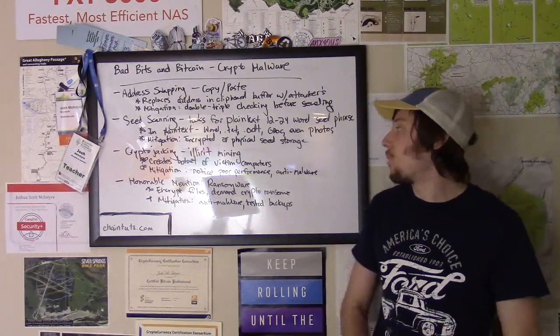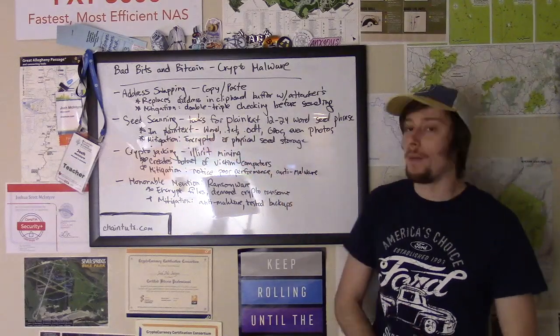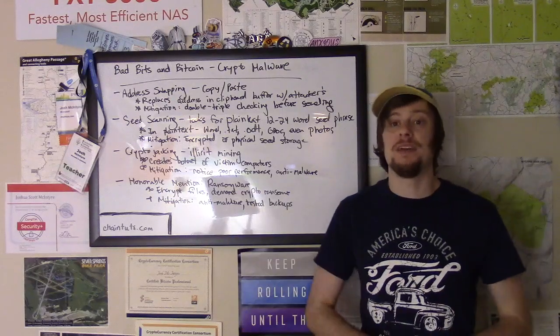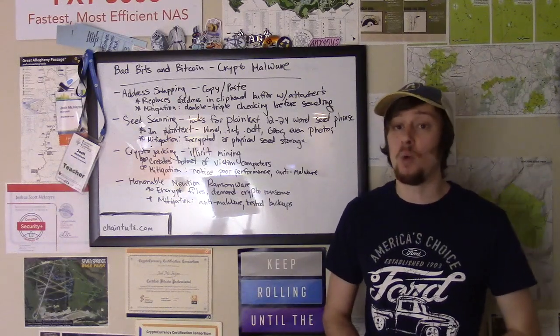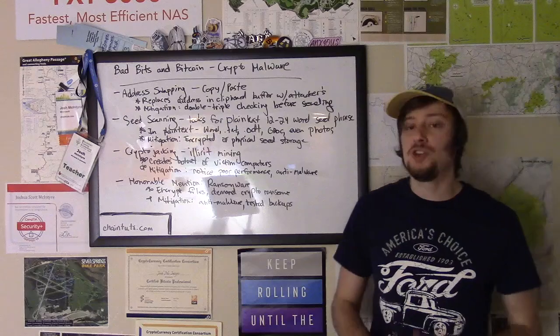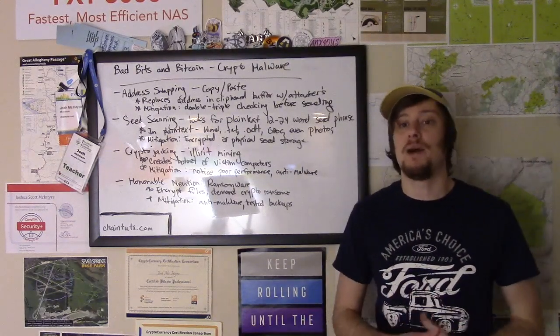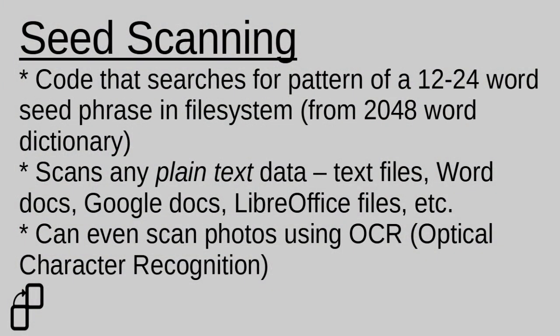This malicious software will scan plain text formats for the pattern of a seed phrase and then send that seed off to the attacker so they can clean out your wallet. This applies to any plain text, meaning unencrypted data that you might have your seed phrase stored in. So this includes .txt files, Microsoft Word documents, LibreOffice open document format, Google Docs, and yes, even pictures and screenshots.